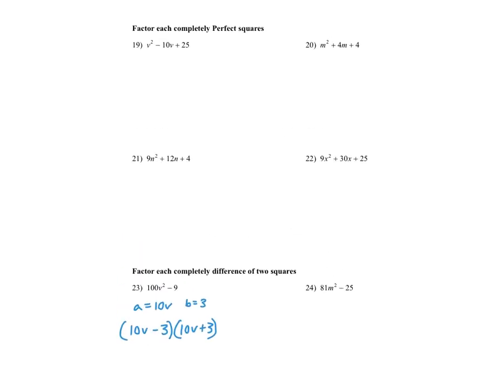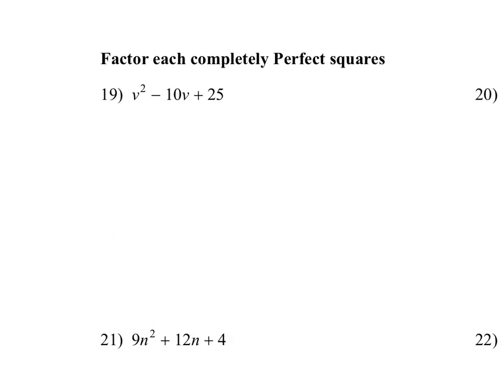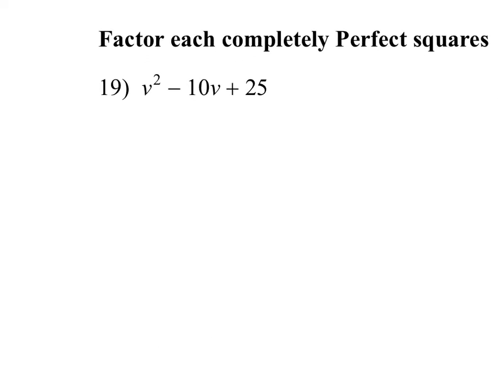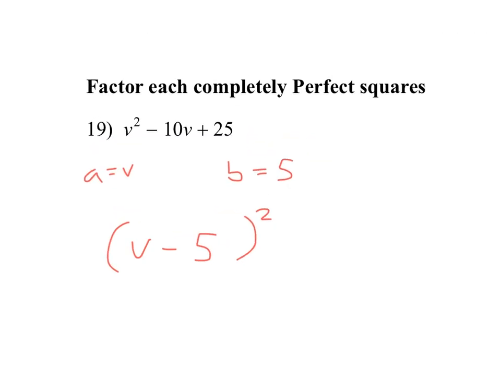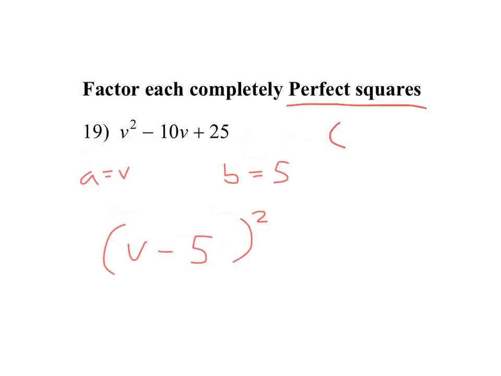Okay, number 19. So now we're factoring each completely using the perfect squares. We need to find a and b. A equals v, and what does b equal? 5. So what do we do with that? V minus 5 squared. So remember, when we're factoring using perfect squares, we're just going to have one parenthesis squared.